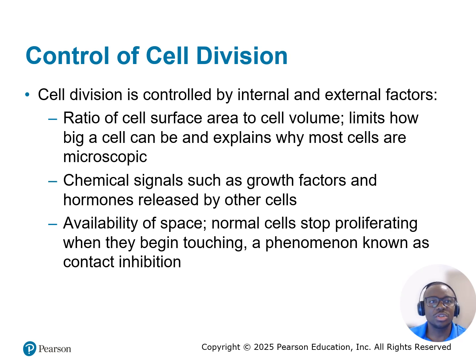What are the factors that control cell division? Cell division is controlled by internal and external factors, which include the ratio of cell surface area to volume. This limits how big a cell can be and explains why most cells are microscopic. The second factor is chemical signals, such as growth factors released by other cells. And finally, availability of space. Normal cells stop proliferating when they begin touching other cells. This phenomenon is known as contact inhibition.